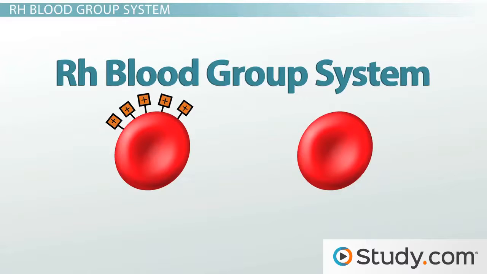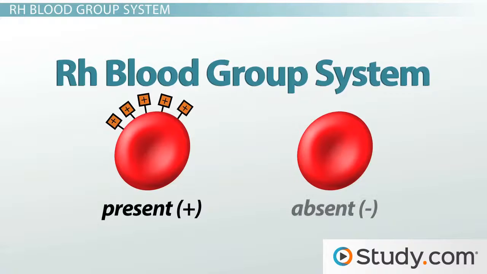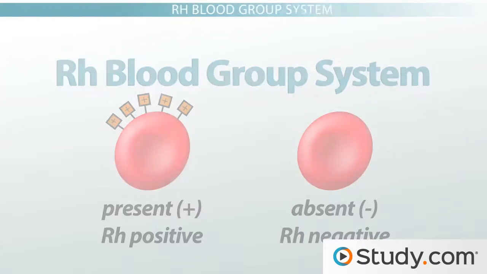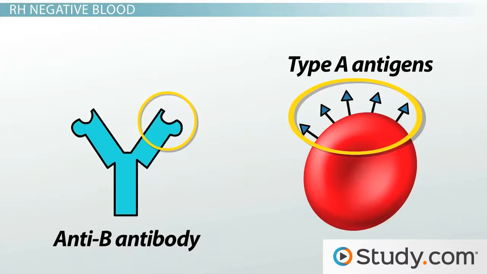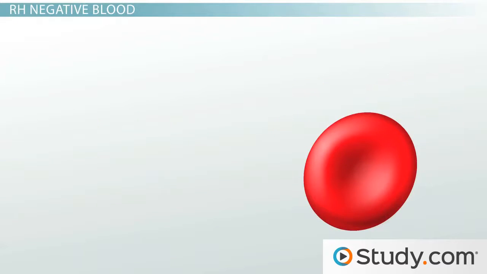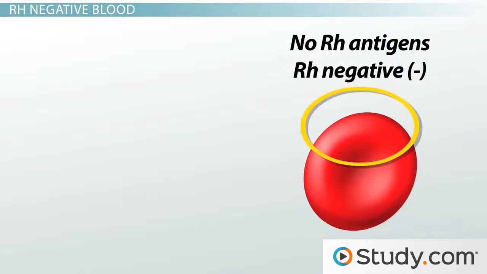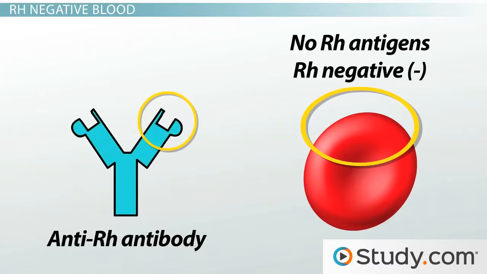Now, since the Rh factor can be either present or absent, we refer to people as being either Rh positive if they have the Rh factor, or Rh negative if they do not. Now, we previously learned that in the ABO blood group system, antibodies are automatically produced based on antigens not present on your red blood cells. So you might think that the Rh blood group would be the same way, and assume that if you're born without the Rh antigen, your body would automatically make antibodies against it.